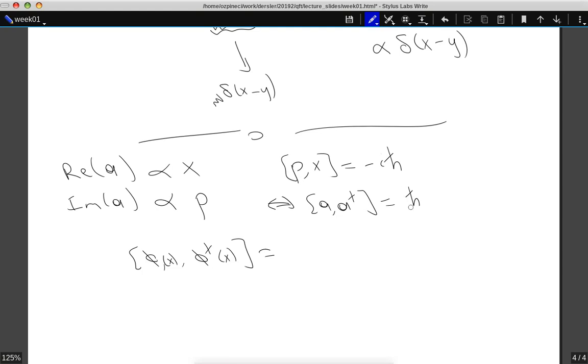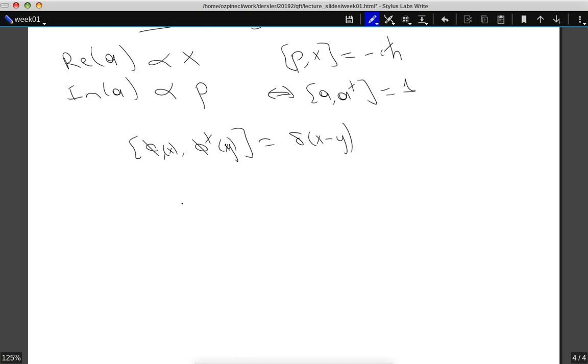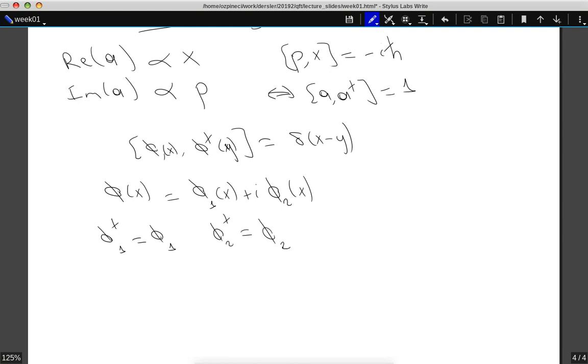And their commutator is, no, this is just 1, sorry. And now xy, this is Kronecker delta x minus y. So let's see what this means for the real part of phi and the imaginary part of phi. Let's say phi of x is equal to phi 1 of x plus i phi 2 of x. Phi 1 dagger is equal to phi 1 and phi 2 dagger is equal to phi 2. They are analogues of the real and the imaginary parts of phi.